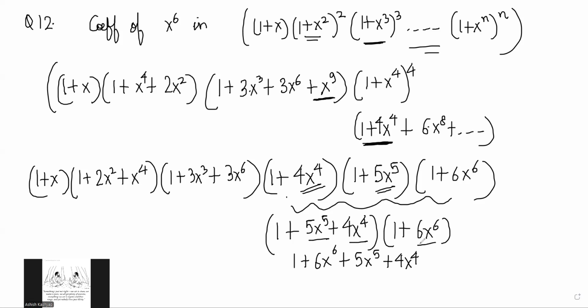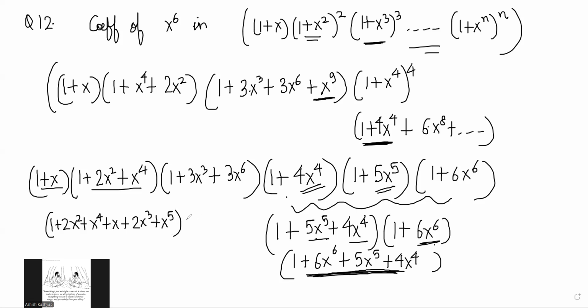And we are ignoring the multiplication of these, any 11 powers or 10 powers we are ignoring. We're getting this sequence here. This is the polynomial that can give us x power 6. We are ignoring all the higher powers, right? Similarly here, all the multiplications are possible. So you'll get 1 plus 2x square plus x power 4 plus x plus 2x cube plus x power 5. And then we have to multiply it with this.